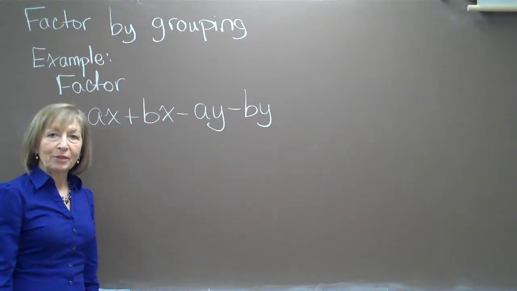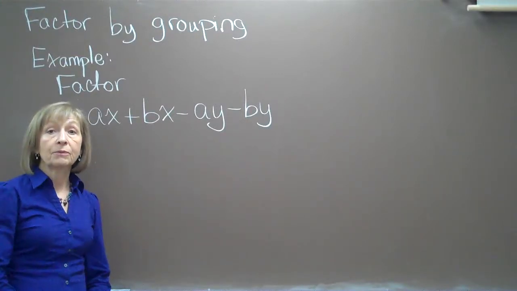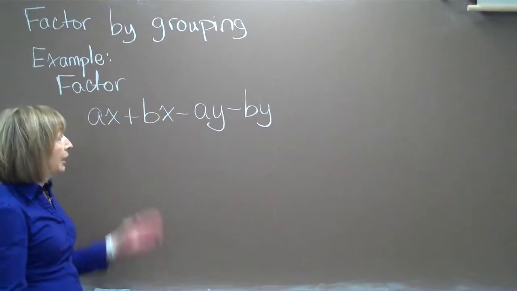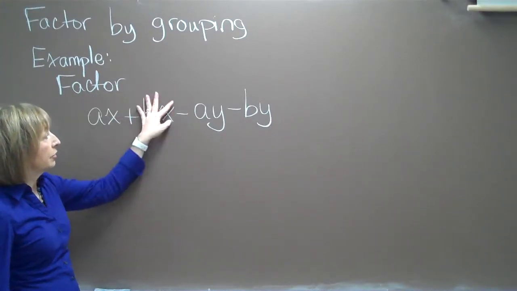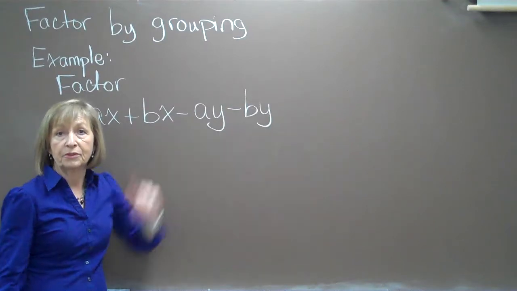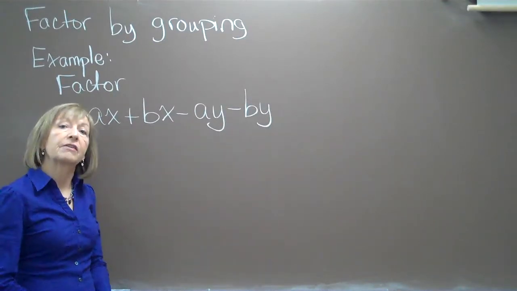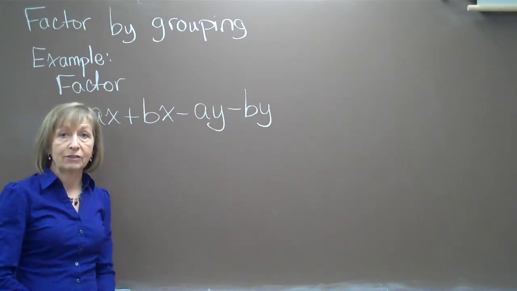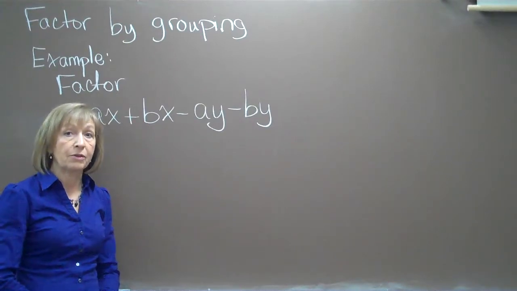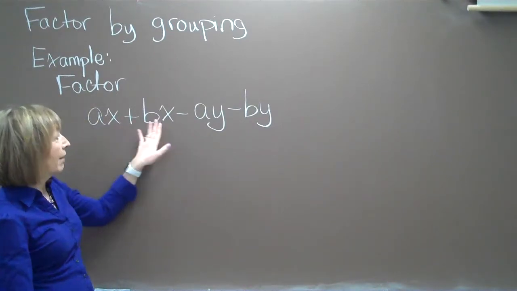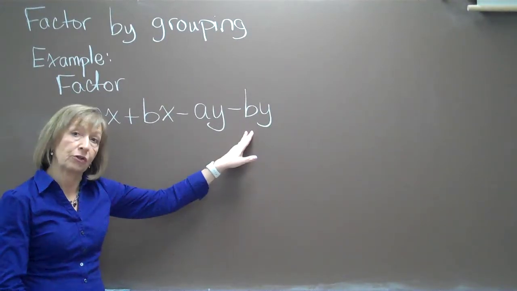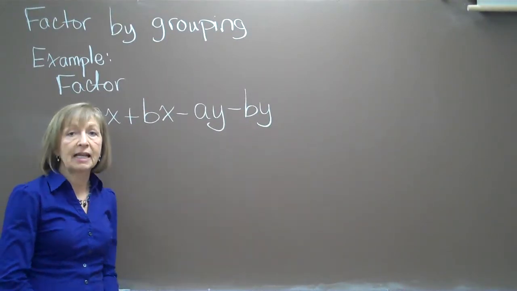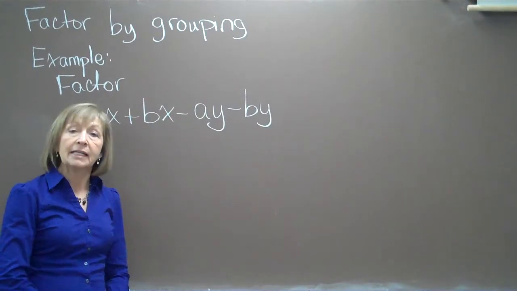To factor a polynomial expression with 4 or more terms, we factor by grouping. Here I have an example of a polynomial expression that has 1, 2, 3, 4 terms. So we're going to factor this first by looking to see if there's any greatest common factor all the way through. And as I look at every single term, there's not the same factor in all 4 terms. So this particular one does not have a greatest common factor.